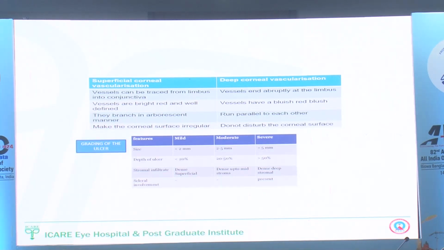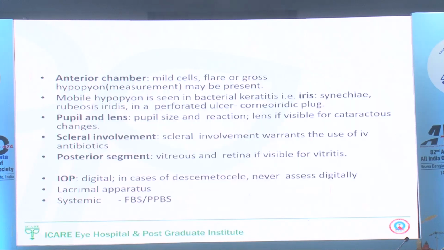The grading of the ulcer is mild, moderate, and severe: less than 2 mm, 2 to 5 mm, and more than 5 mm. And depth of the ulcer is more than 50% in severe ulcers. And dense infiltrate is also seen in severe ulcers. Scleral involvement may also be seen.